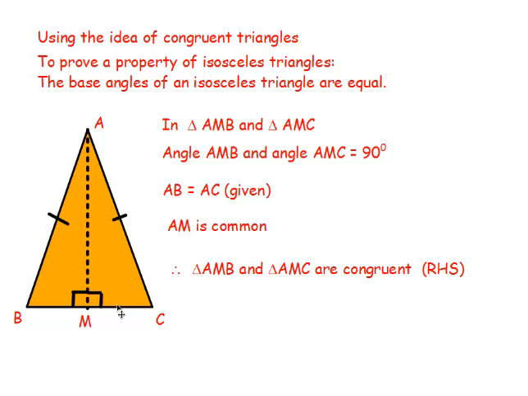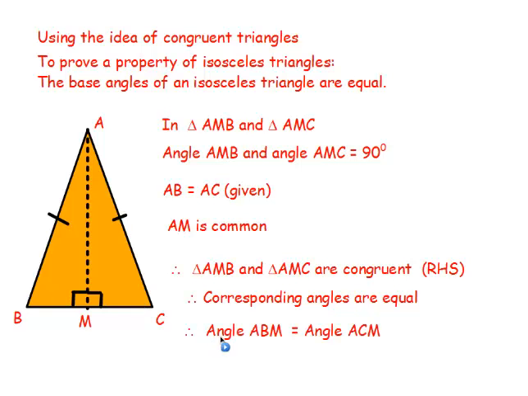Now because they're congruent, corresponding angles and sides are equal, and therefore this angle must be equal to this one because they're the corresponding angles in the two triangles. Angle ABM is equal to angle ACM, and we proved what we wanted to. In other words, the base angles of an isosceles triangle are equal. There's a use of congruent triangles in a proof.